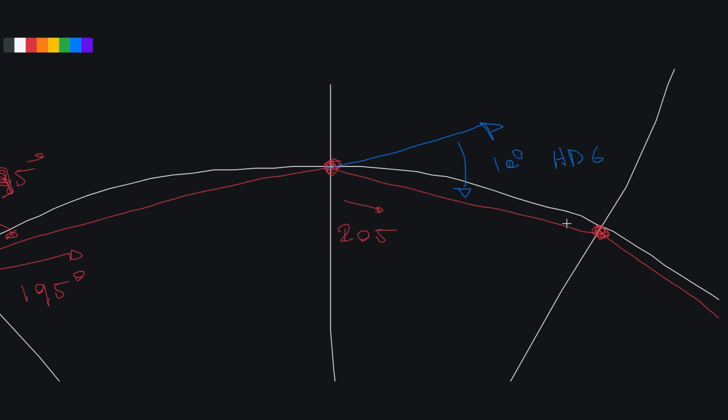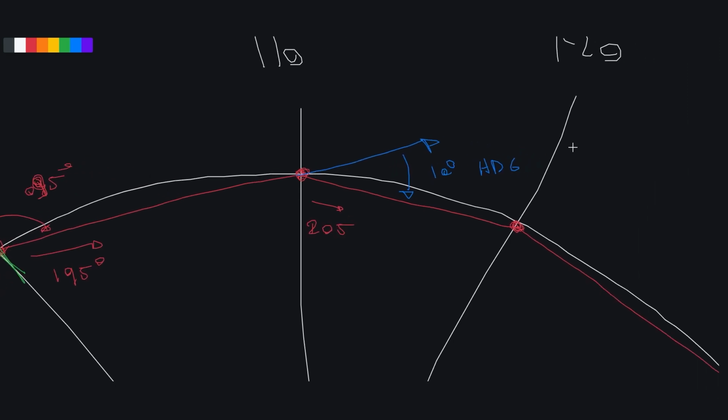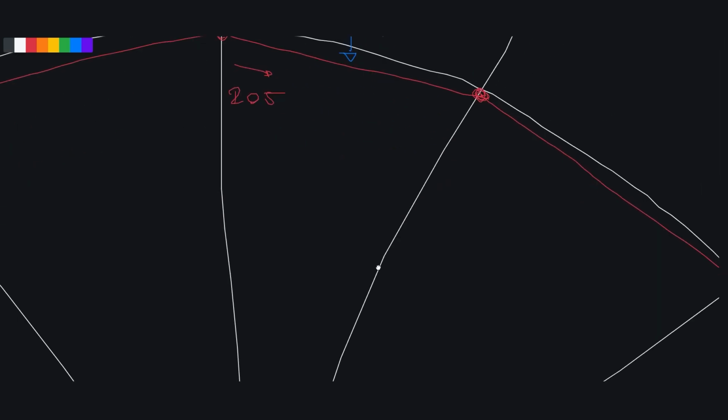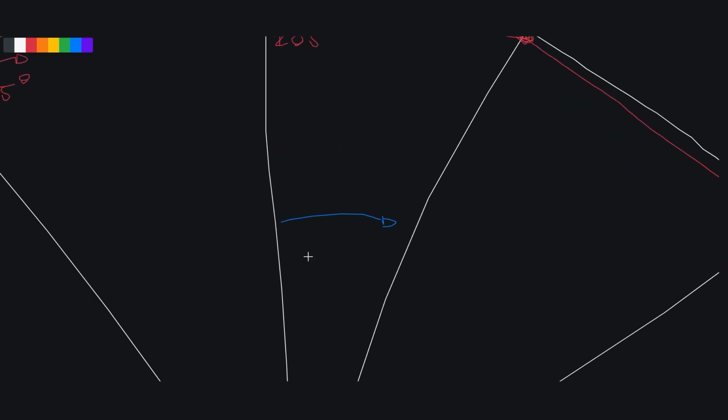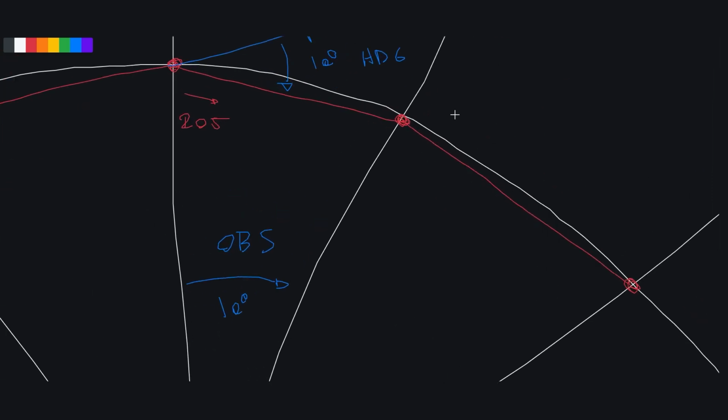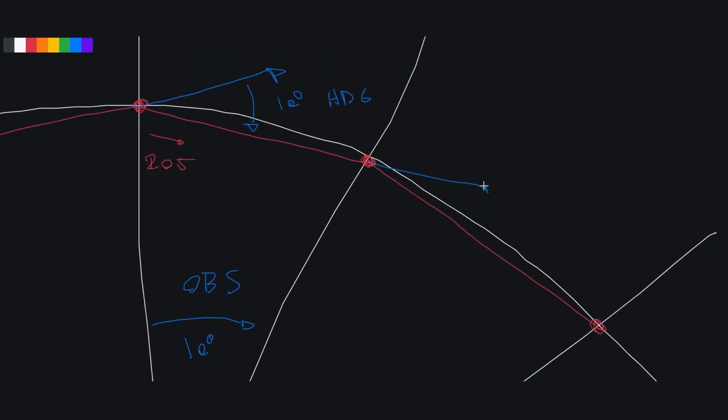And at the same time, we want to prepare to cross the next radial, and for that we would need to actually twist our OBS, omni-bearing selector, by 10 degrees, and we are going to do that again and again until we reach the end of our DME arc.